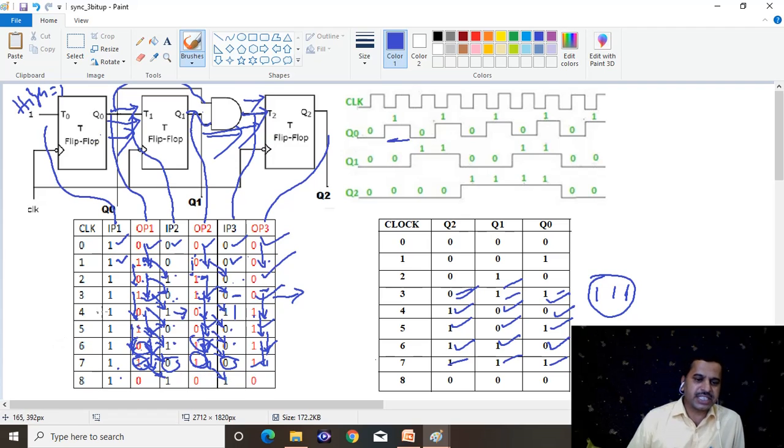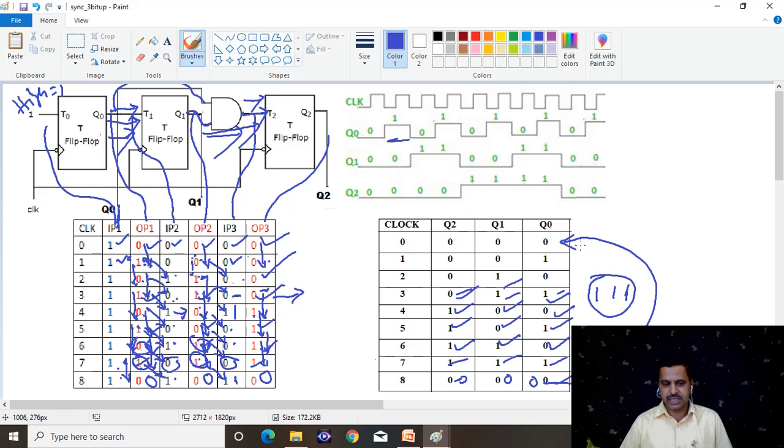When the 8th clock pulse is applied, again it changes the state from 1 to 0, because the input is 1. Again because it is a 1, it changes the state from 1 to 0. Now we are getting 0, 0, 0. When the 8th clock pulse is applied, you are returning back to the starting point.